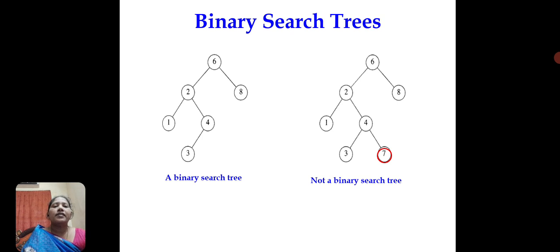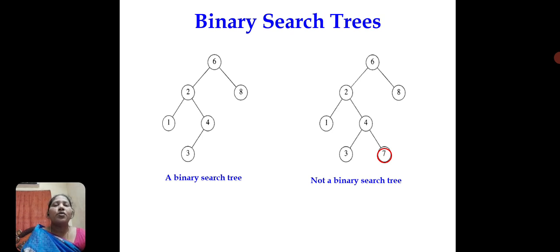The left side is a binary search tree, whereas the right side diagram is not a binary search tree. Because of the insertion of 7, 7 is greater than 6, so it should be in the right subtree of 8, but here in the right side diagram, 7 is included as a left subtree of 6, so it is not a binary search tree.